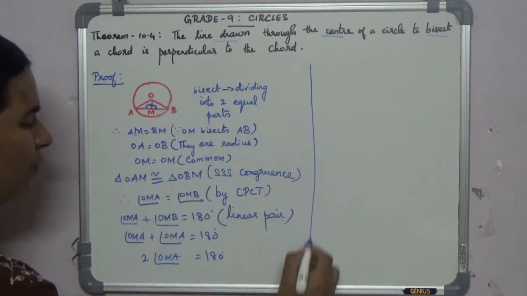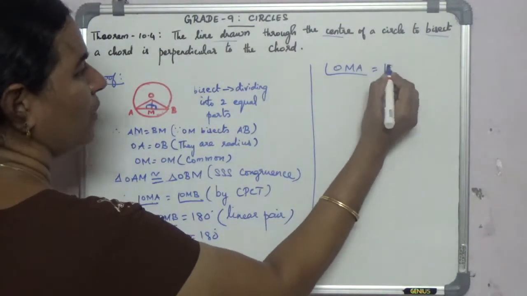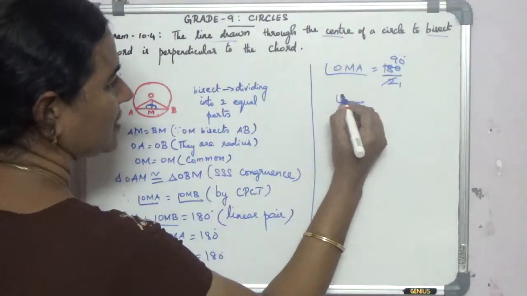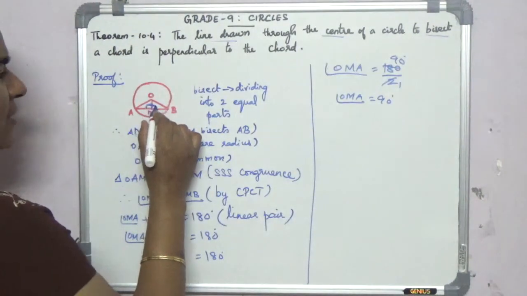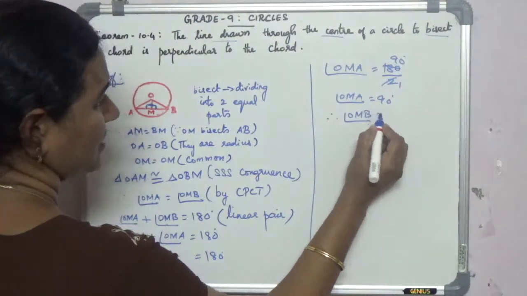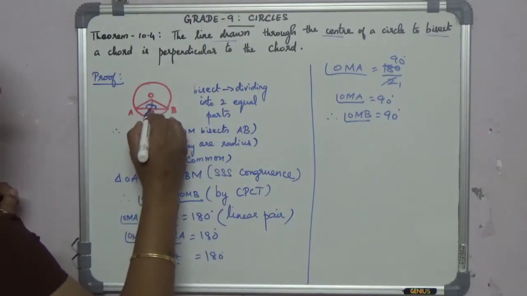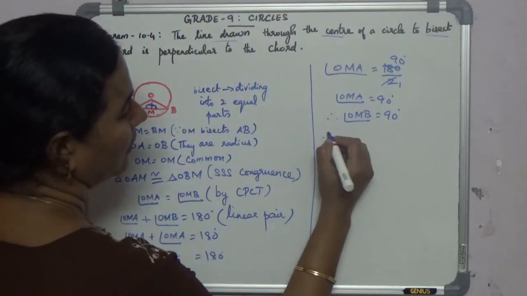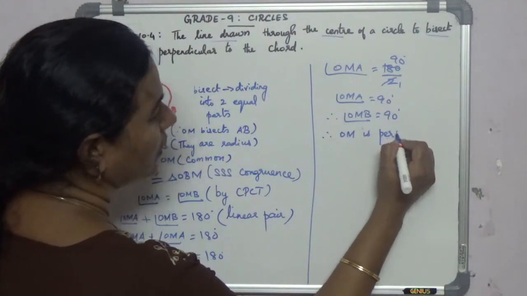So what is the value of angle OMA? Angle OMA will be equal to 180 divided by 2, that is equal to 90 degrees. If angle OMA is equal to 90 degrees, then what is angle OMB? Automatically it is also equal to 90 degrees. So we are getting angle OMA and angle OMB as 90 degrees. Therefore OM is perpendicular to the chord.